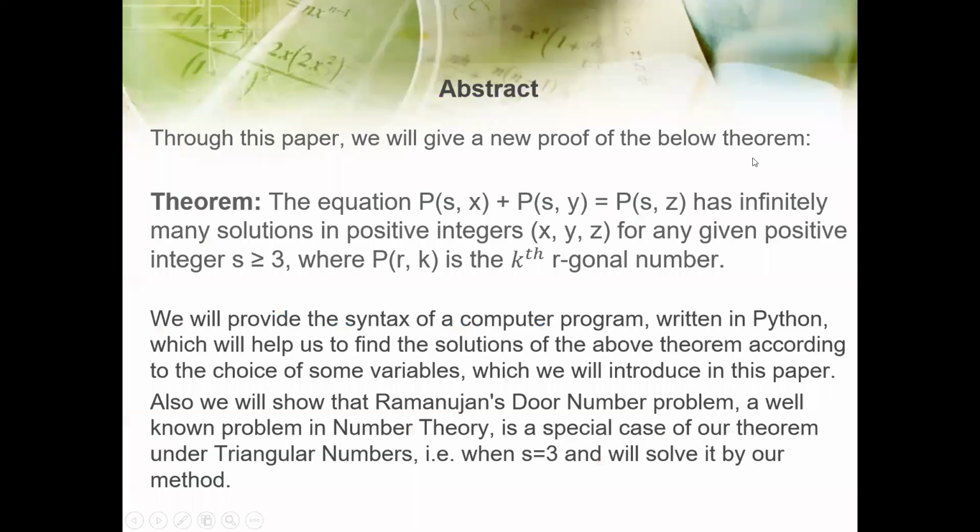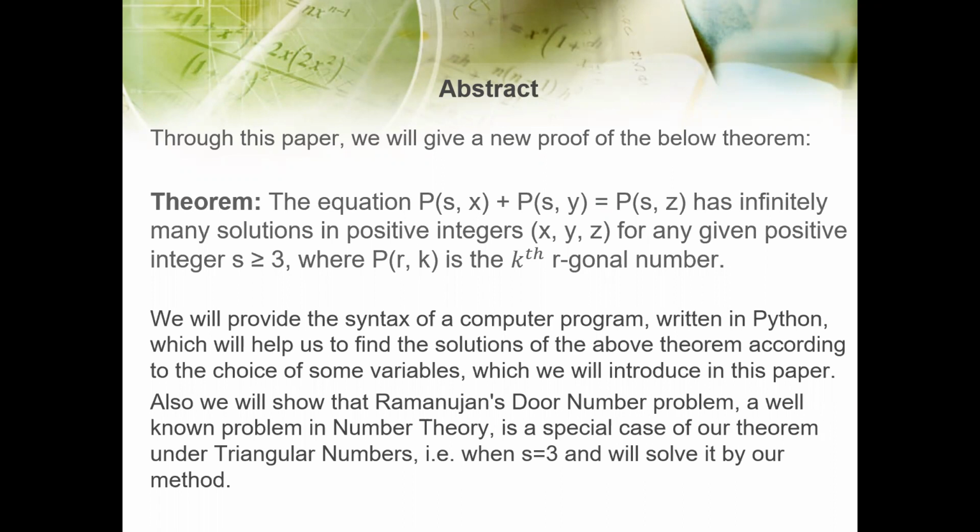So today's topic is polygonal number triples, and let's begin. It is actually one of my research works where I have proposed that the equation P_s(x) + P_s(y) = P_s(z) has infinitely many positive integer solutions in x, y, z for some given integer s greater than or equal to 3, where P_r(k) is the kth r-gonal number. I'll also describe a method to generate the solutions of the equation, and I'll show a Python code which is written on the basis of that method to compute the solutions.